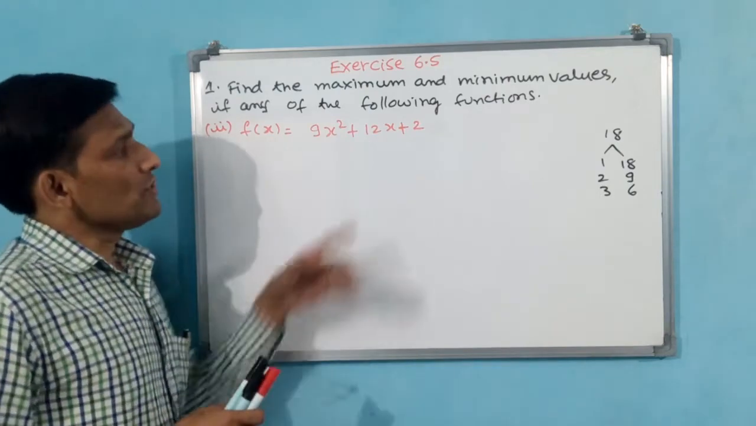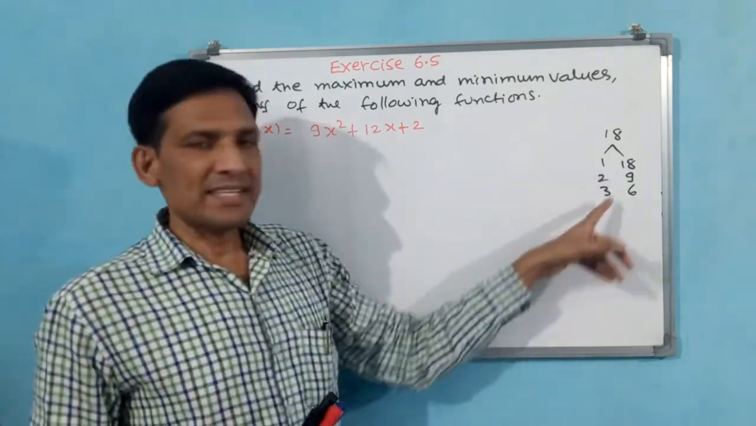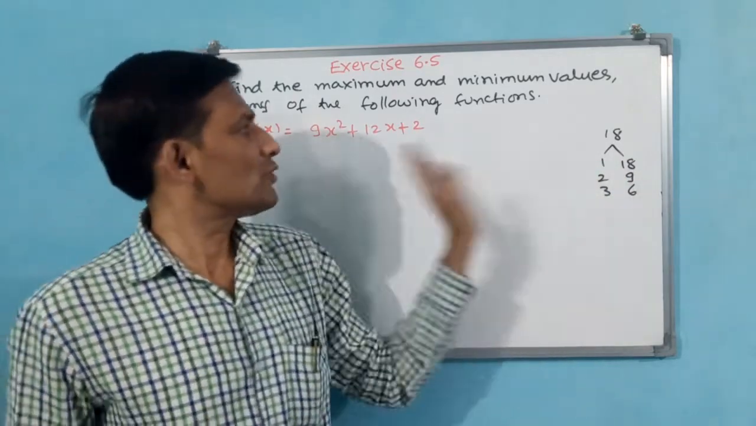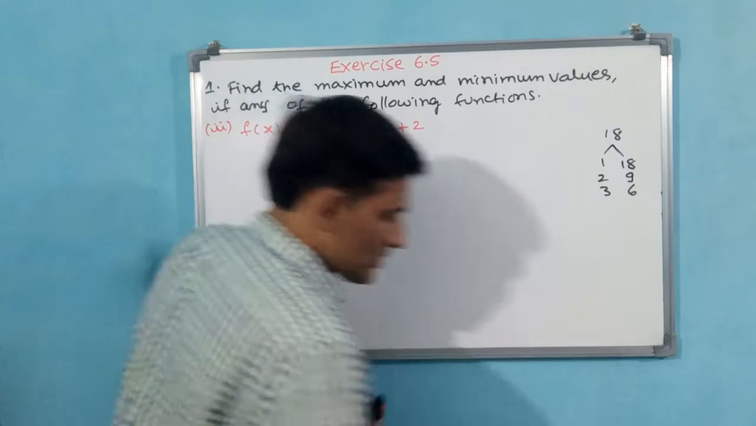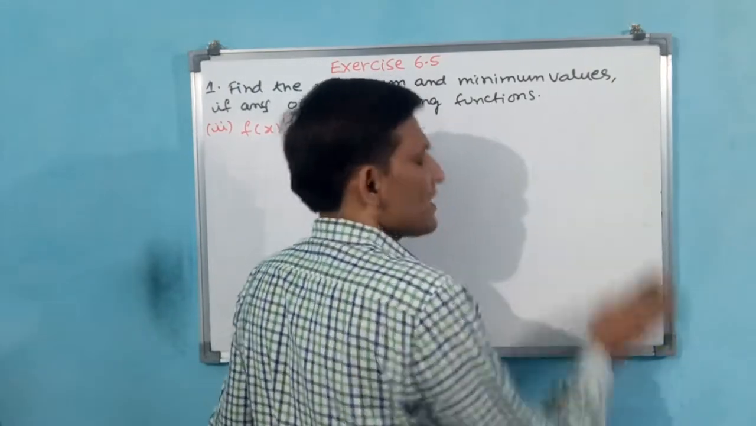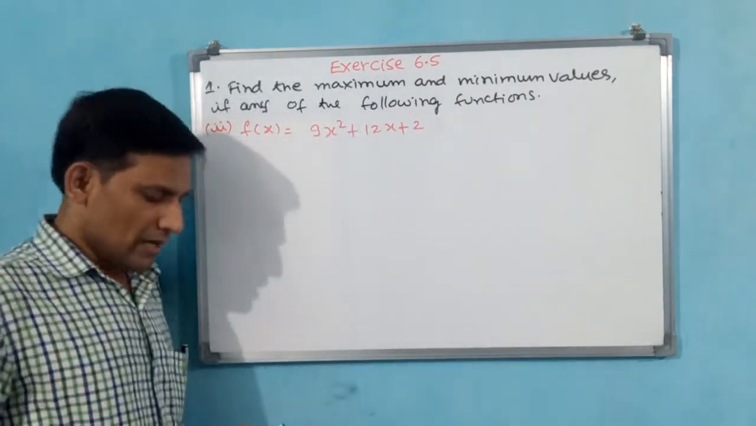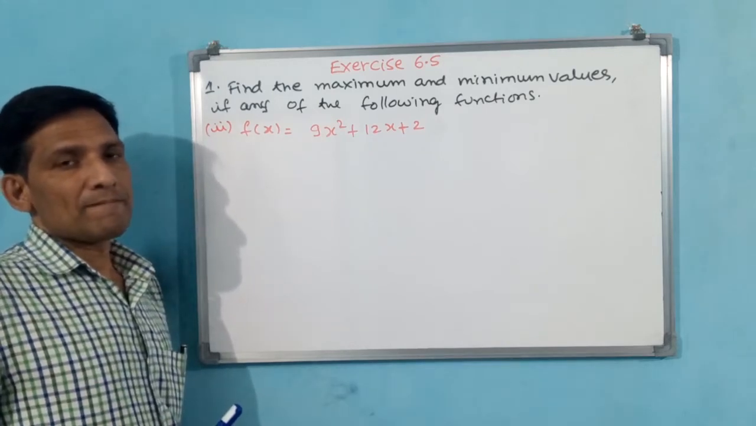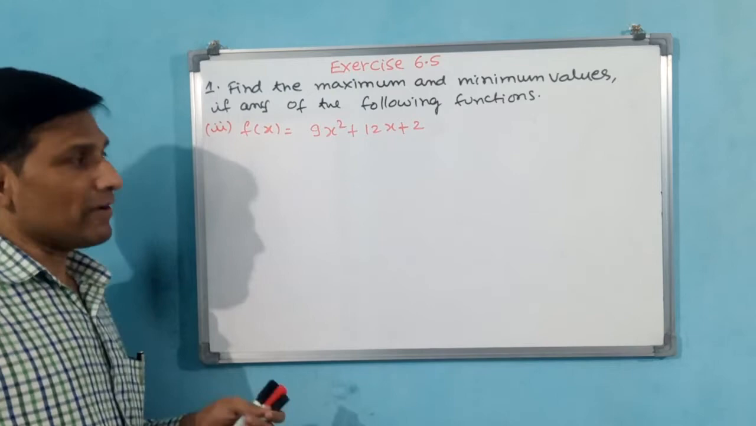Okay. But you see here, 12 is this. Is it matching? No. 1, 18, 12 will not come. 3, 9, 12 will not come. 3, 6, 12 will not come. That means this quadratic equation you are not going to get with the factors. Okay. Then how to find? See how I am finding.